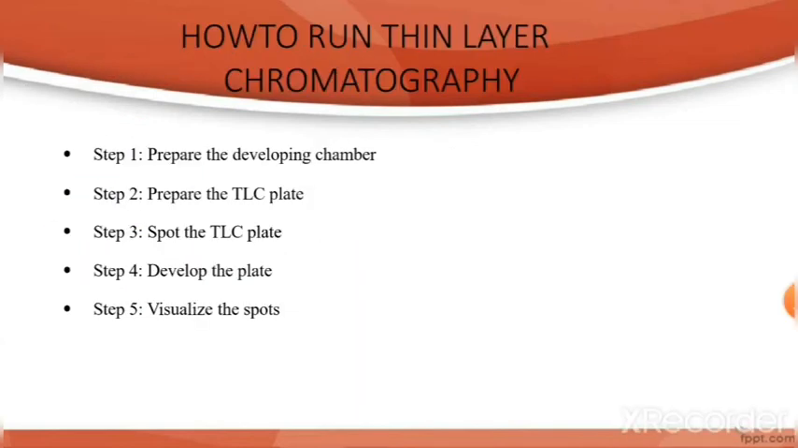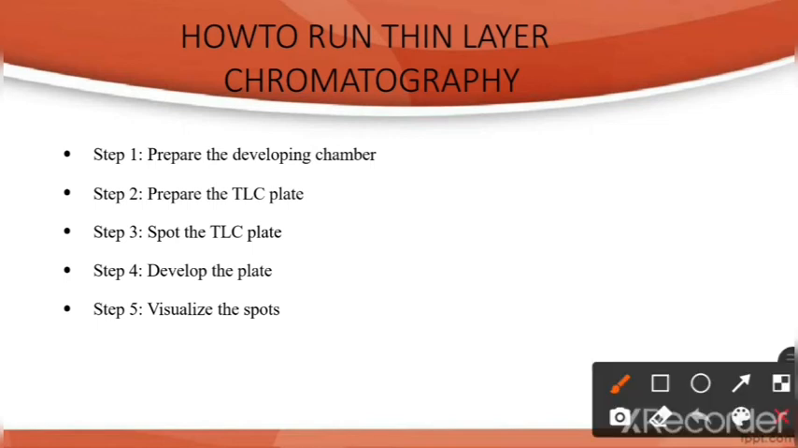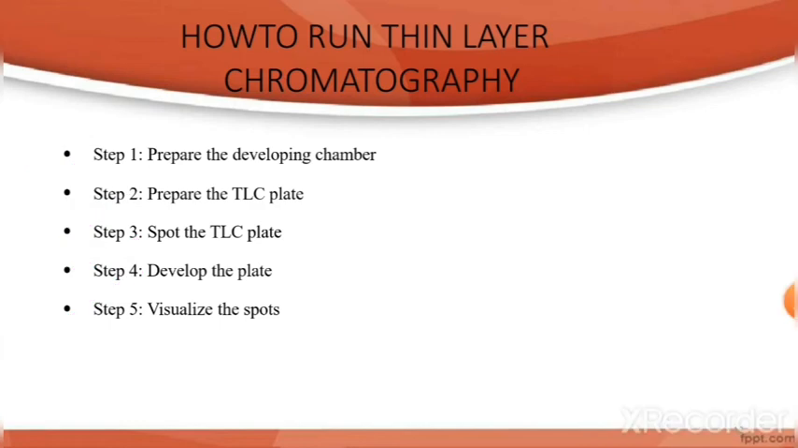Now how can we run TLC in the lab? There are a total of 5 steps. First step is to prepare the developing chamber. Second, prepare the TLC plate. Third, we have to spot the sample on the TLC plate. Then we have to develop the TLC plate and then visualize the spots.